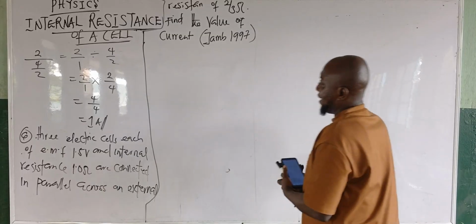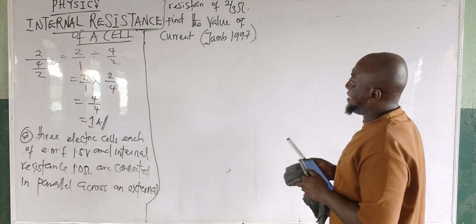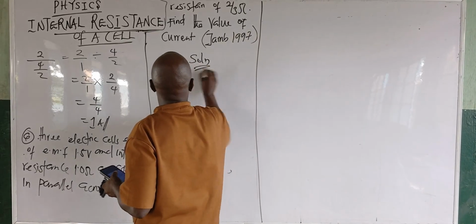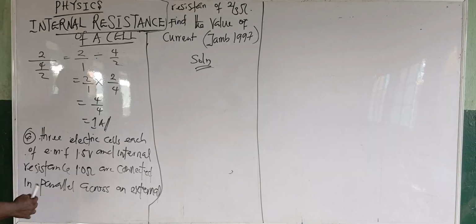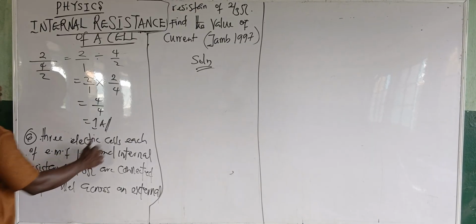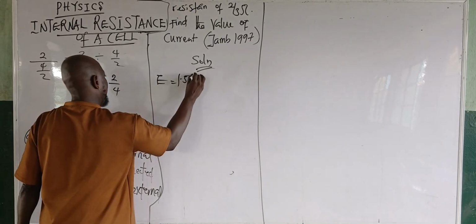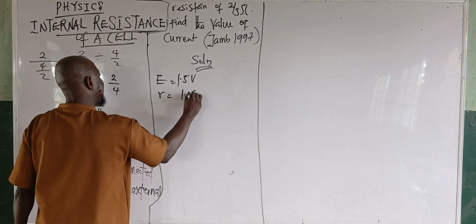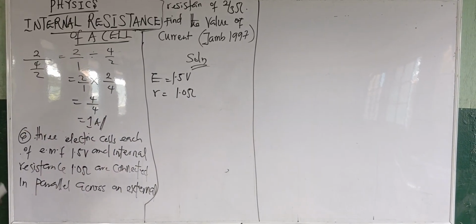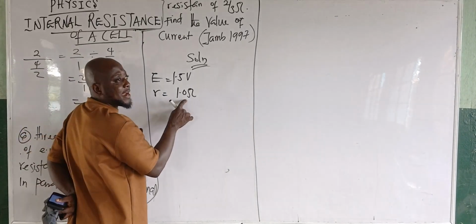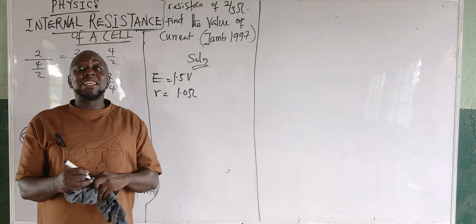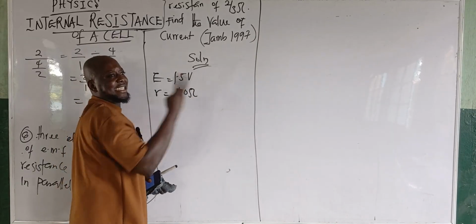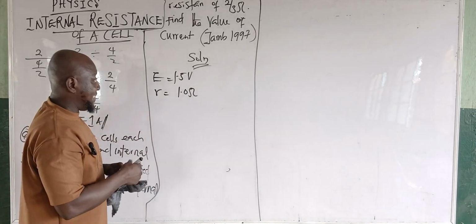First thing to do is to quickly identify what is given to us. We are told that 3 electric cells have EMF given to be 1.5 volts and internal resistance, small r, given to be 1.0 ohms. They said it's connected in parallel. Don't forget that. Whenever they say it's connected in series, you can just add them. But in parallel, you cannot use it like this. What do you do now?